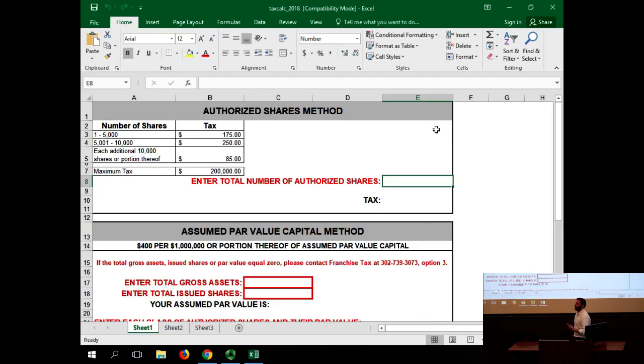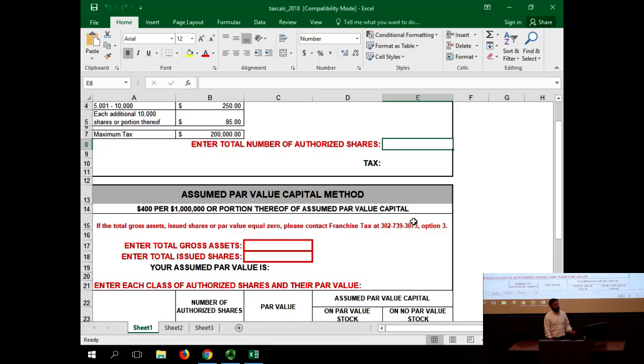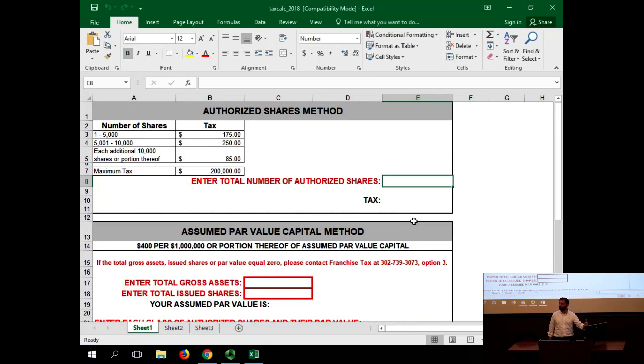There are two methods used to calculate the amount of tax you pay in Delaware, and you obviously want to pick the one which is going to be most favorable to your client. There's the authorized shares method, and there's the assumed par value capital method. And you can see them both here on this Excel sheet. We're going to calculate them separately. So the authorized shares value method is simple. I like simple things because they're easier, they're cleaner, there's less risk involved, you don't get it wrong. So, simple. You authorize 5,000 shares or less, you pay how much tax? 175. So, simple. Way to get the lowest tax in Delaware, authorize 5,000 shares or less.